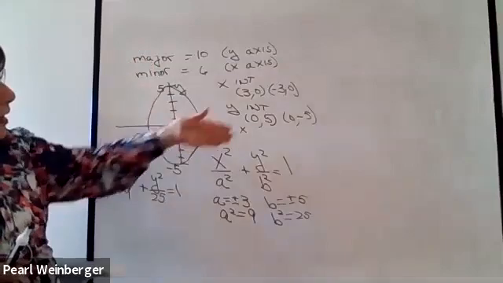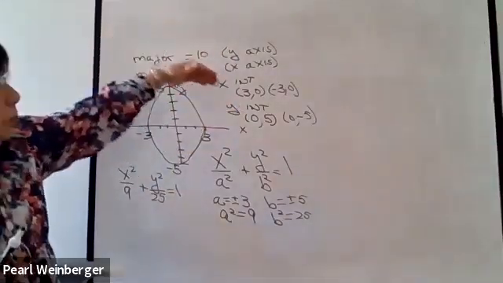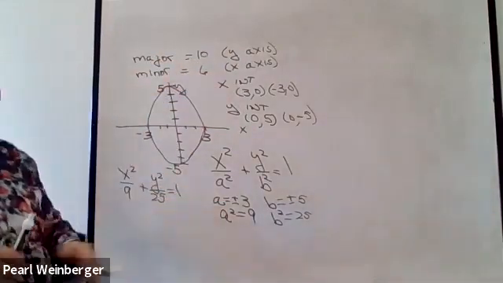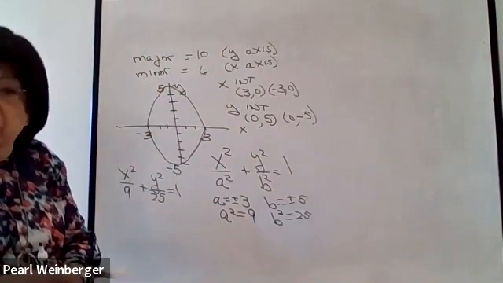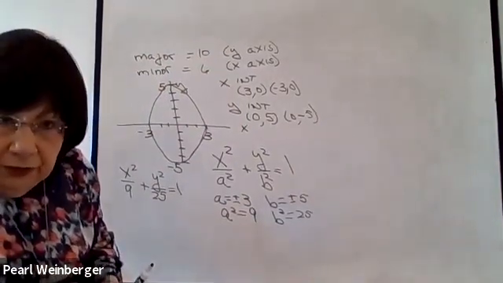Or as we could have done backwards, we could have started with what the graph looks like and come to the equation. And we put the equation in standard form. Does anybody have any questions about the ellipse?